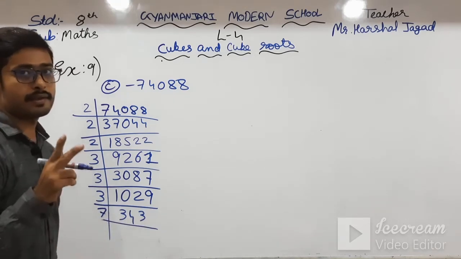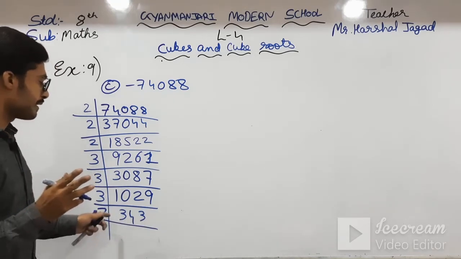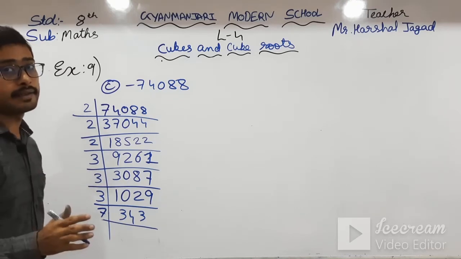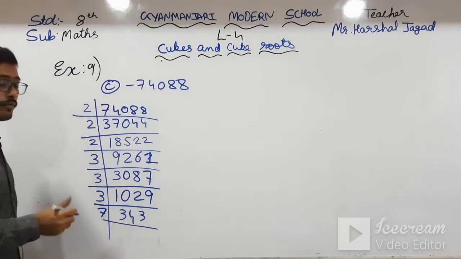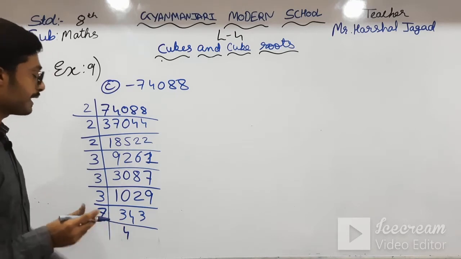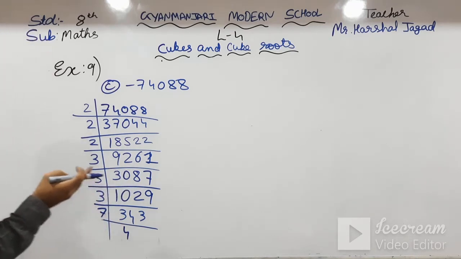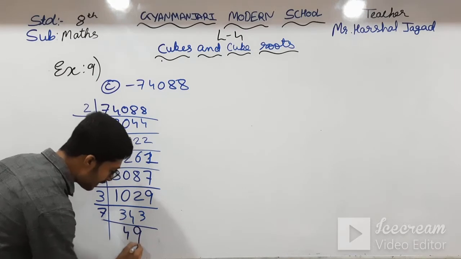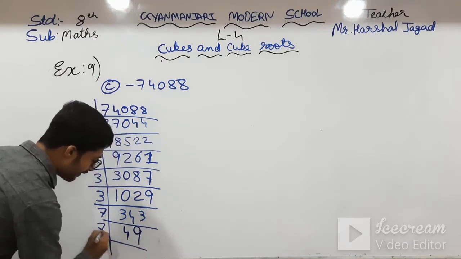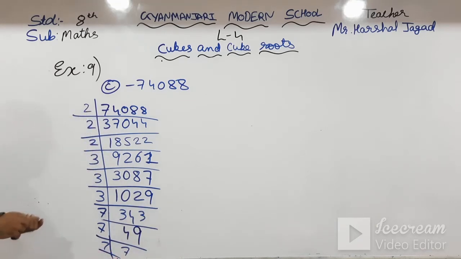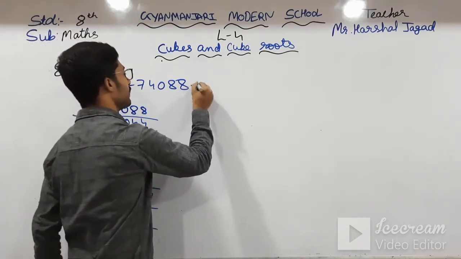7 1s are 7. 7 2s are 14. 7 3s are 21. 7 4s are 28. 7 5s are 35. And then remaining, that is 63. So 7 9s are 63. 7 7s are 49 and 7 1s are 7. So we get the factors. I am writing here.